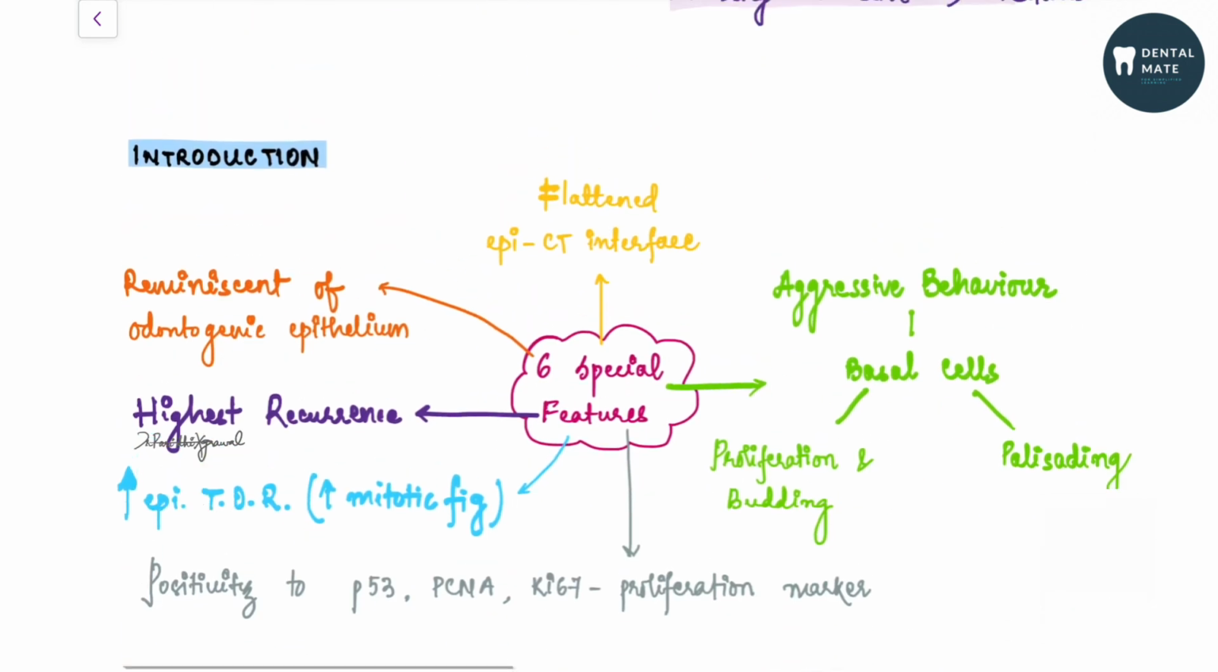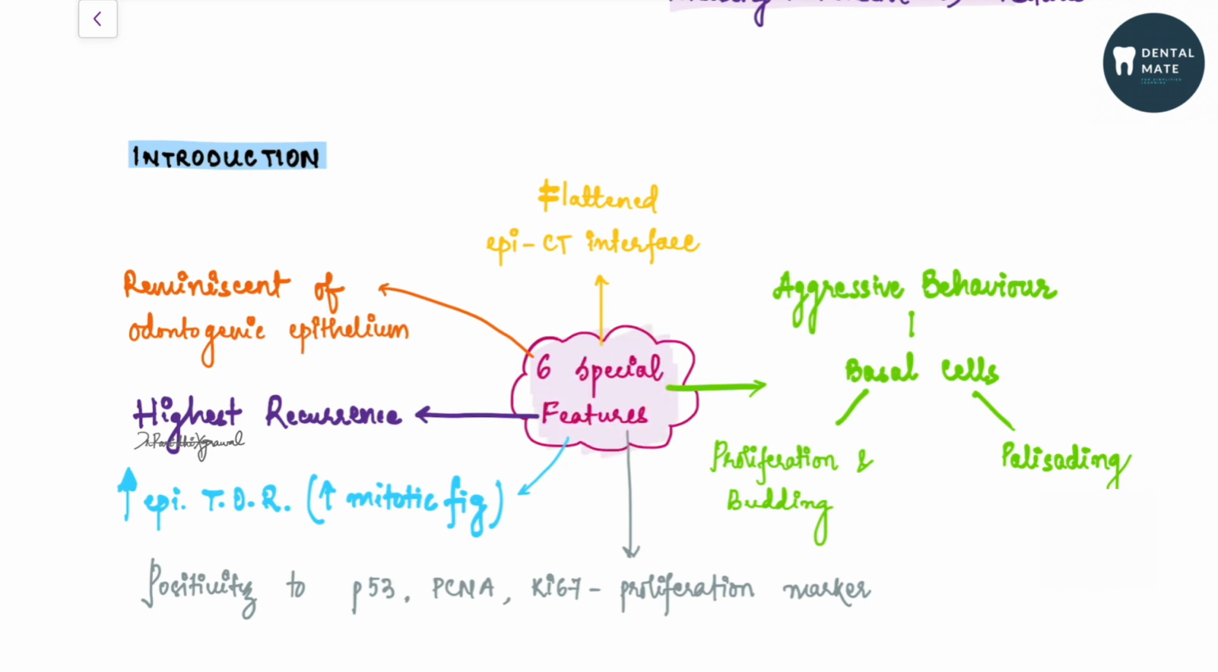Now, whenever we are writing any answer of oral pathology, it has to be under certain points, which would include, most commonly but not always, introduction, then etiology or etiopathogenesis, after that clinical features, radiographic features, histological findings, lab findings, then diagnosis, differential diagnosis, and treatment. So here, odontogenic keratocyst has 6 special features which we need to mention in the introduction.